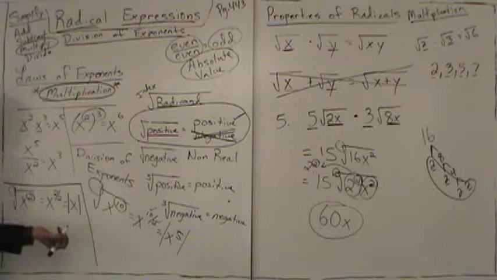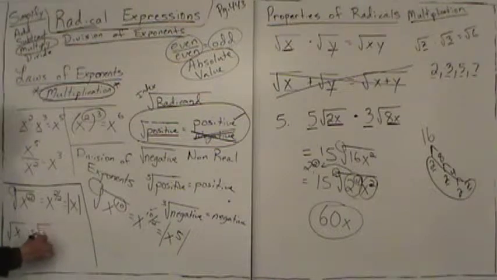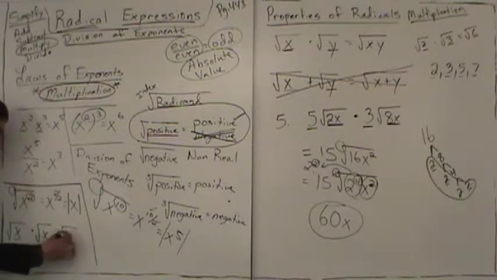Absolute value of x. Now, what if I write this? Root of x multiplied by root of x. This is weird. Okay, so we have what? Root of x times root of x. Can we multiply the radicands together? Yes. We get the root of x squared.